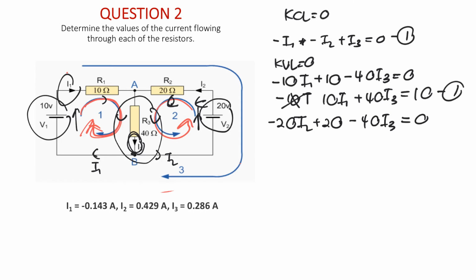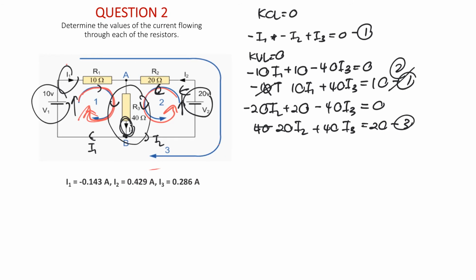Rearranging the equation, I'm going to get 20 I2 plus 40 I3 equals 20. This is going to be my, oh no, this is going to be my third equation. The previous one is going to be my second equation.